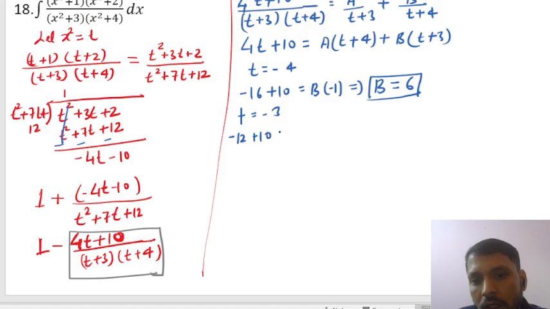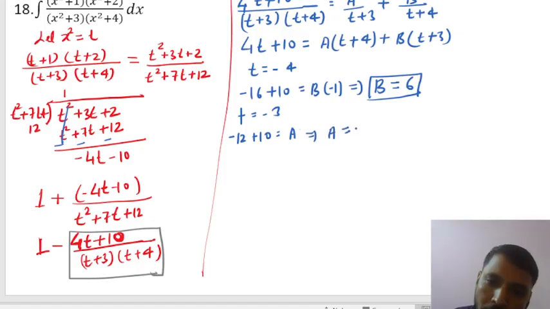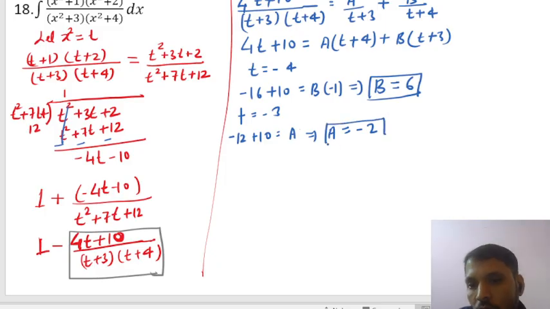Minus 12 plus 10, and this is equal to a into minus 3. So a into 1. So it is just 1 and b is 0. That means from here directly we can say a is equal to minus 2. So now we have the values of a and b.